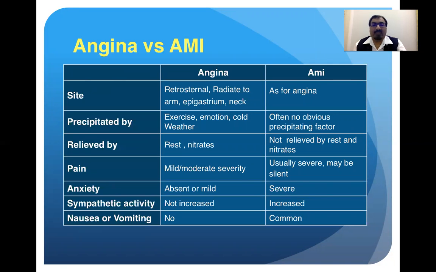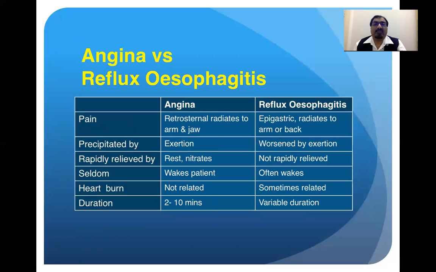Anxiety may be mild in cases of angina, whereas the patient is quite anxious when it is acute MI. Sympathetic activity is not increased in angina, whereas it is increased in MI. Nausea and vomiting is a feature more in the acute MI and less commonly seen with angina.